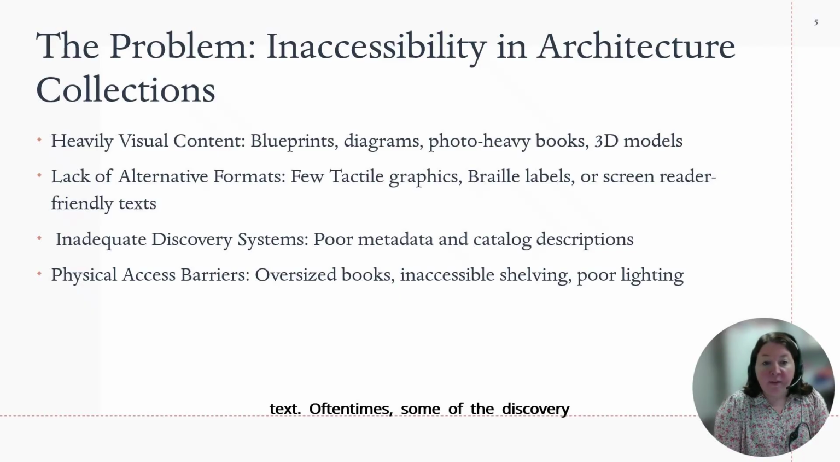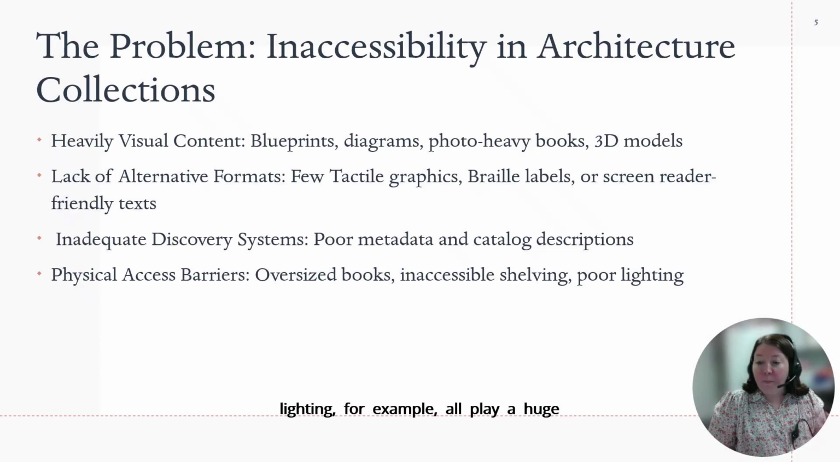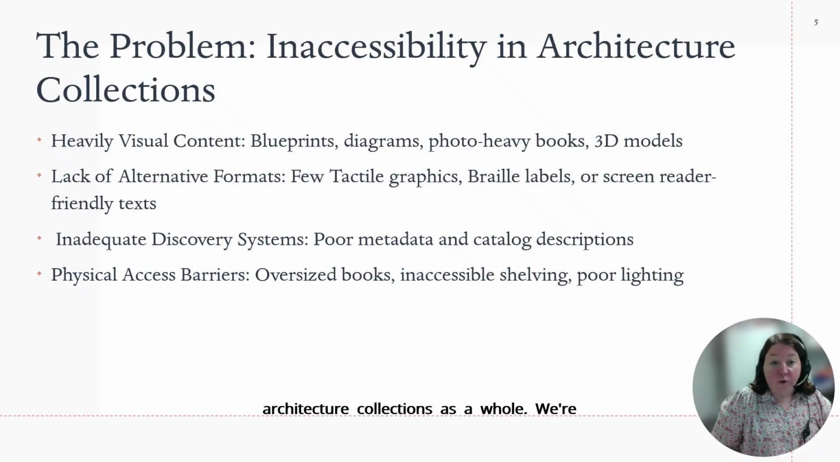Oftentimes, some of the discovery systems have poor metadata and catalog descriptions. Also, think about the physical access barriers, these oversized books, inaccessible shelving and poor lighting, for example, all play a huge part in things being inaccessible in architecture collections as a whole.